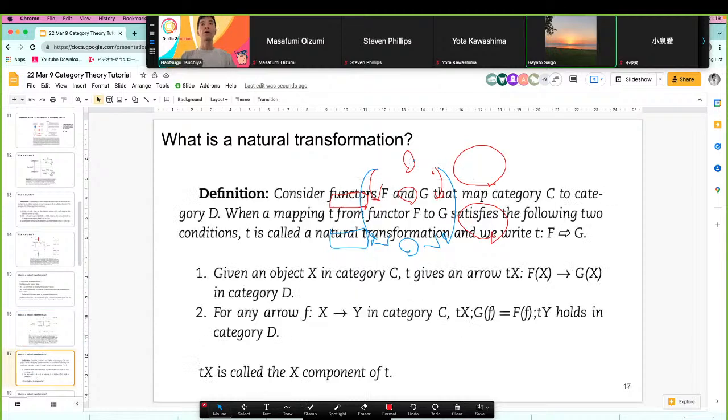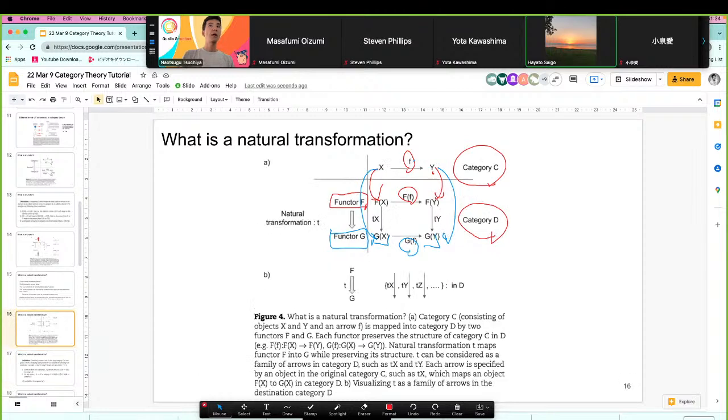And then going back to this definition, when a mapping T from functor F to G satisfies the following two conditions, then T transformation is called natural transformation. So if some kind of condition is satisfied, then functor F to functor G is related through this T. That's the kind of idea.